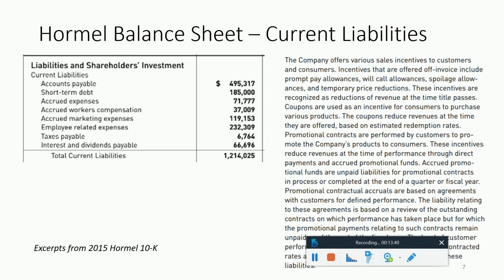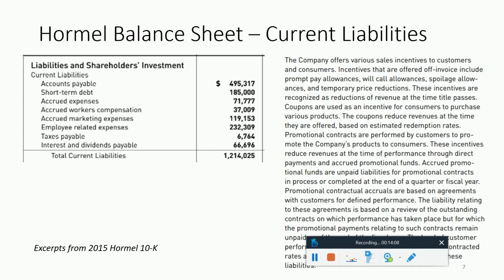You'll also notice that they have a very large employee-related expenses liability. This would represent accrued vacation, accrued sick time, maybe wages that had been earned but not yet paid out. So that is another large balance that Hormel has on their balance sheet. They also have a small taxes payable account, and then interest and dividends represent a very small component.